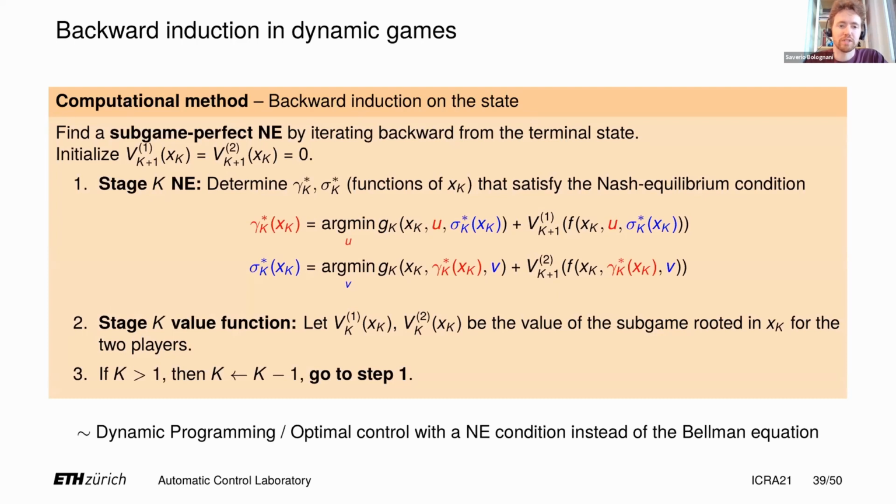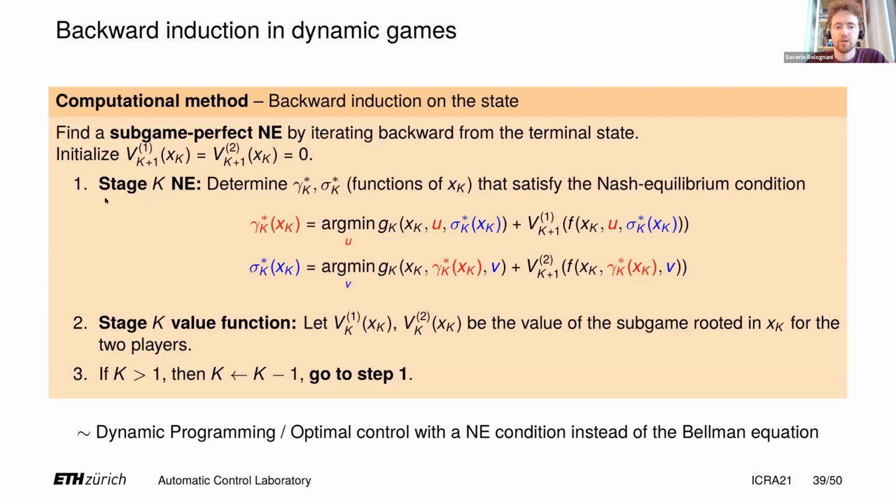Okay, so what's the computational method that I'm suggesting here? Well, it's simply to do backward induction on the state instead of the game tree. So how does it look? You initialize at the very end of the game the value of the game to 0. So you have a function which is a function of the state after stage K.